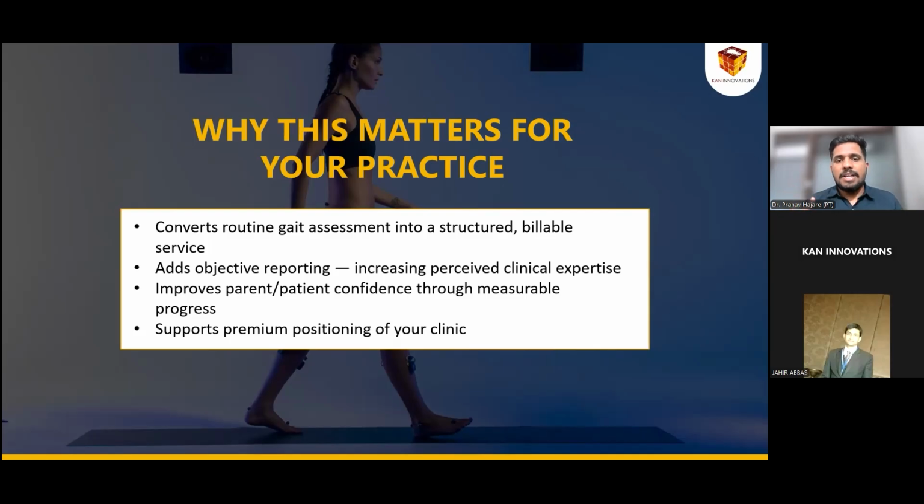When the parents see measurable improvement, changes in the center of path, symmetry, center of pressure velocity, their confidence increases, your confidence increases. When the confidence increases, compliance improves. Ultimately, this supports the premium positioning of your clinic or rehab setup because you are not offering just therapy. You're offering evidence-based practice, data-driven pediatric care.